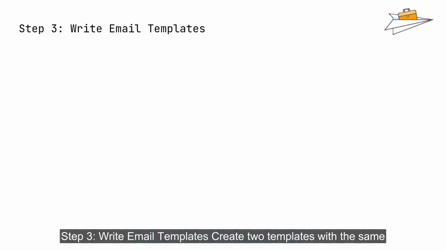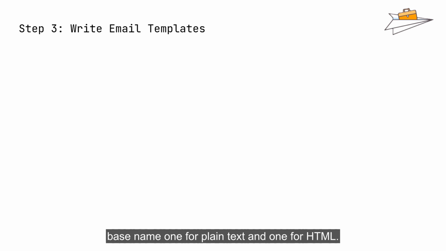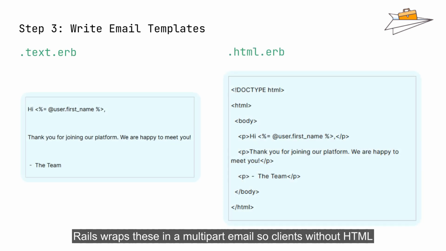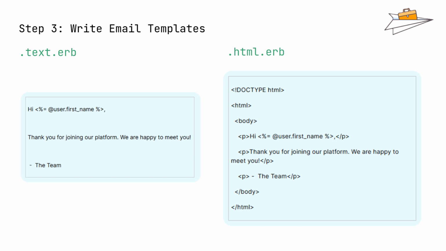Step 3. Write email templates. Create two templates with the same base name, one for plain text and one for HTML. Rails wraps these in a multipart email so clients without HTML support can fall back gracefully.